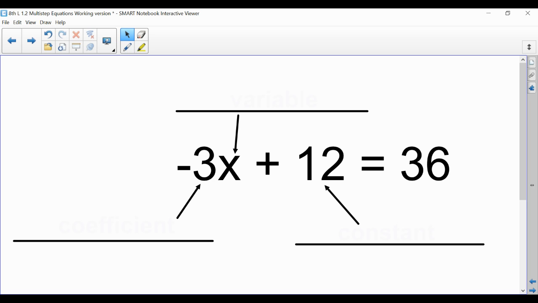So this was the equation that you had for your do now. We're going to identify parts of the equation. So this letter here, x, is your variable.